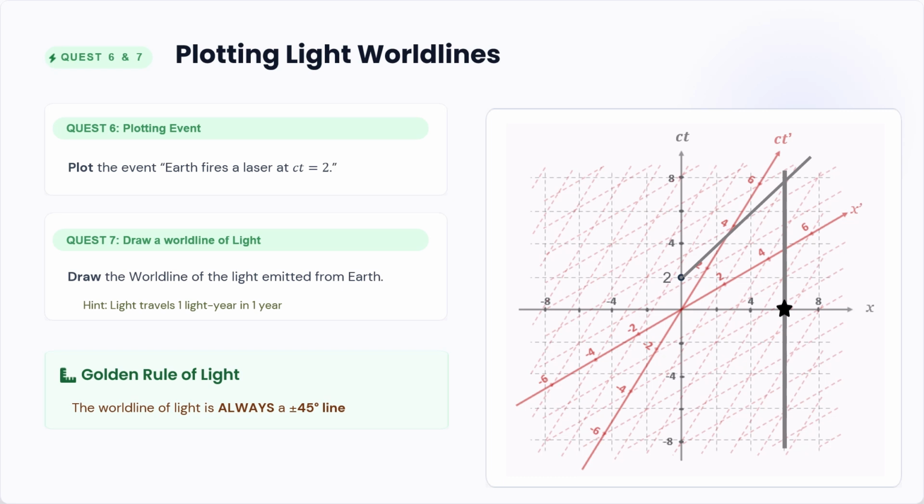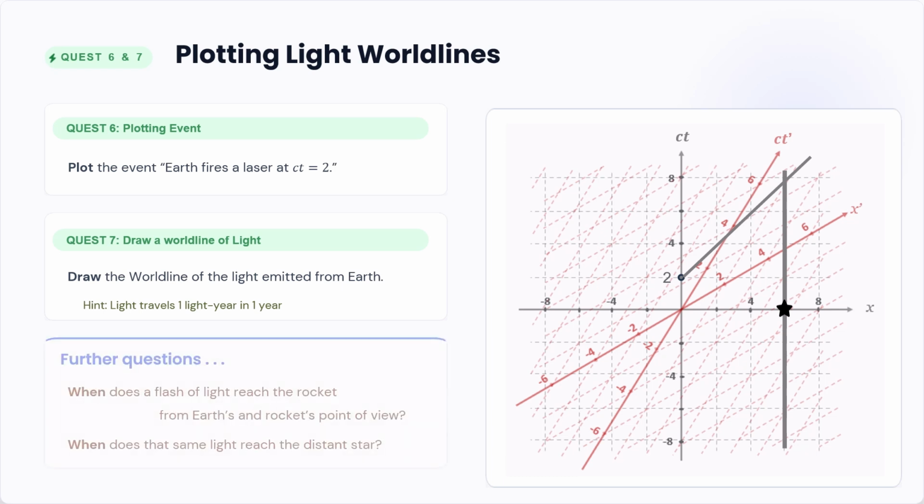Congratulations, player! And there we have it! You now know how to read and draw a space-time diagram. But here's where things get really interesting. With just this map, we can answer questions like, when does a flash of light reach the rocket from Earth's point of view, and from the rocket's point of view? The light reaches the rocket at this point. By reading the axes, we can find the time for the Earth observer here, and the time for the rocket observer here. Or, when does that same light reach the distant star? This is the moment when it reaches the star, and we can simply read the time from the diagram. Like this, we can figure all of this out just by reading the diagram, without doing any calculations.